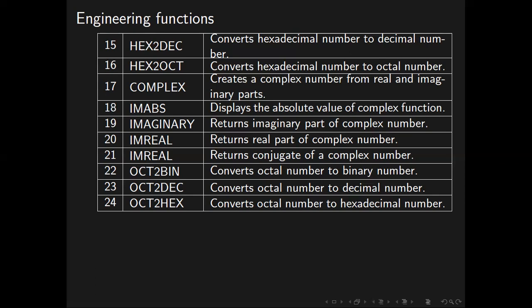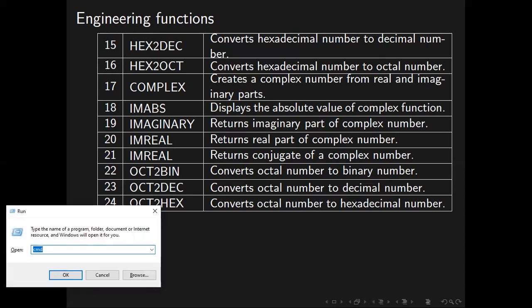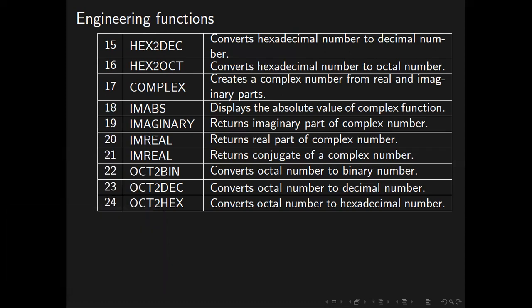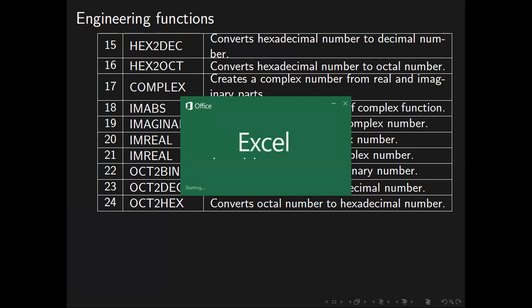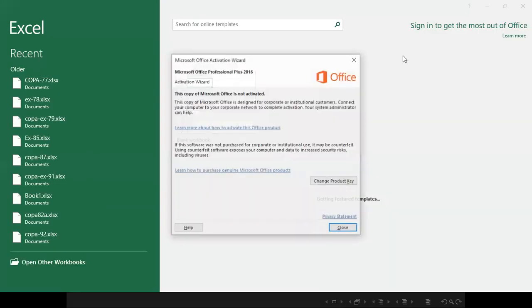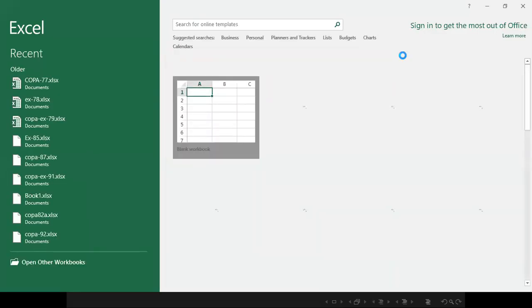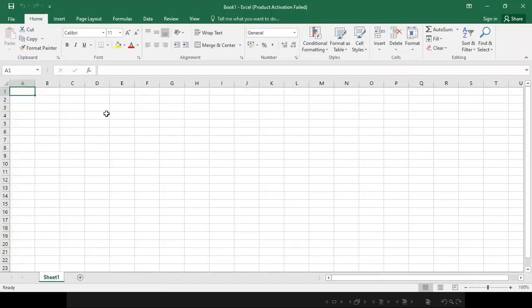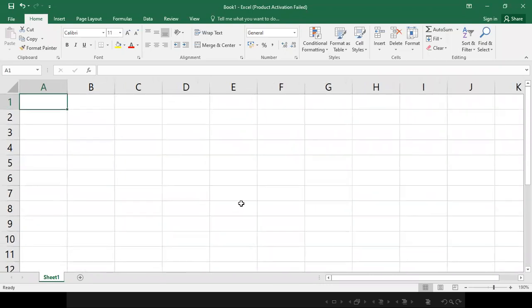Then oct to bin, octal to binary, octal to decimal, octal to hexadecimal. These are the conversions. I'll show you how some of these functions work. Okay, some basic functions. With that, we will close the theory portion. I'll not use all the functions. I will show you some sample functions for your understanding.